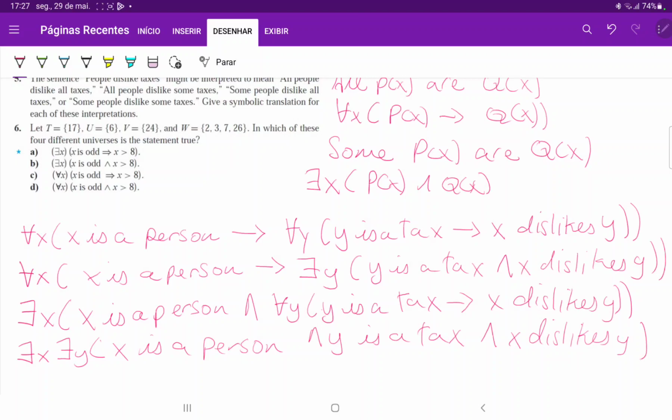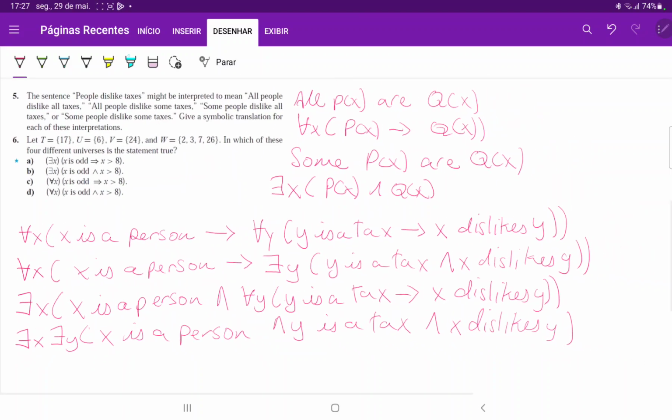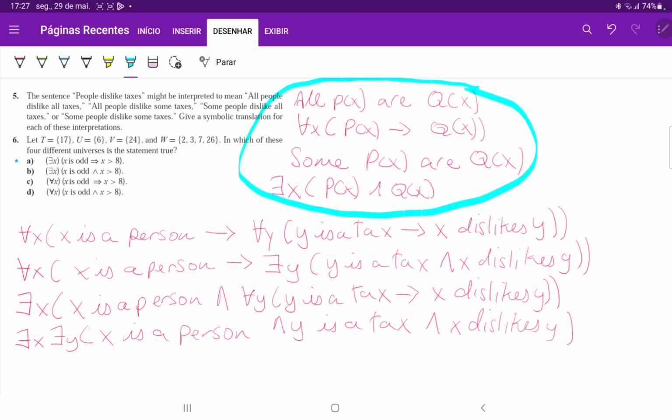So I hope that you guys were able to see how we use these constructions here to translate these symbolic sentences.